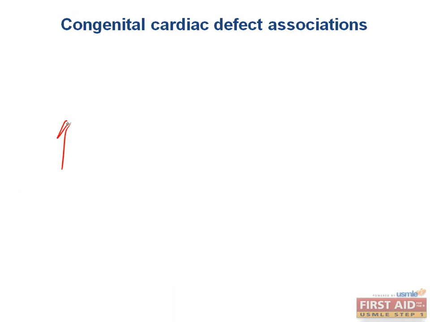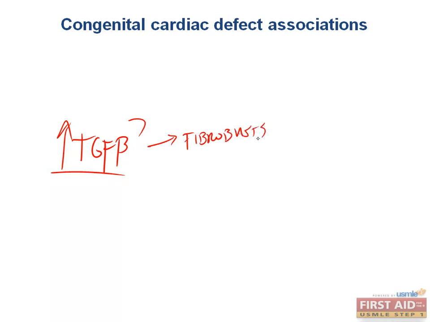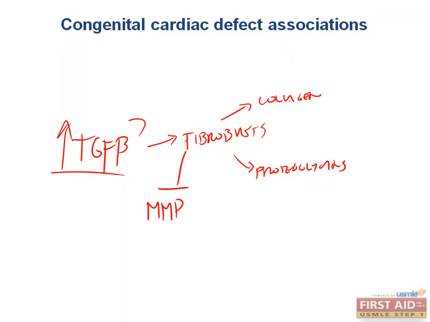Now, what would happen if we had excessive TGF-beta activity? If we know what TGF-beta does, then all we have to think about is what would happen if we had way too much of it. Well, first of all, what does this do? It is a potent signaling molecule that stimulates fibroblasts. Now, when you stimulate fibroblasts, what would you expect to happen? You would get a bunch of collagen and proteoglycans. It also inhibits the matrix metalloprotease enzymes that are responsible for breaking down collagen. So therefore, we get even more collagen and more extracellular matrix components.